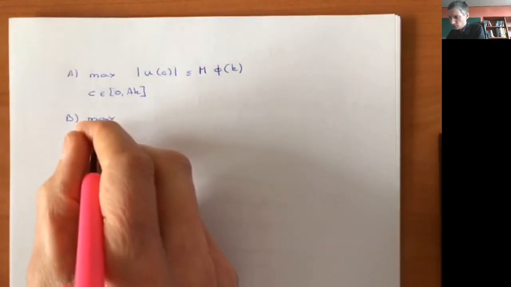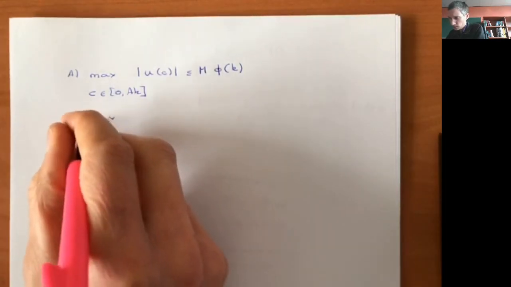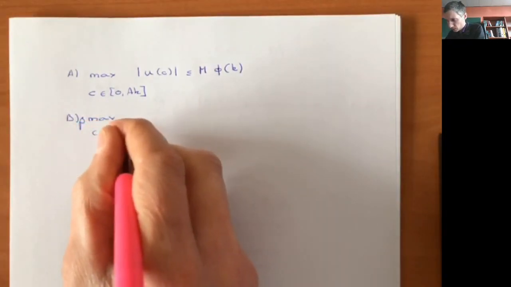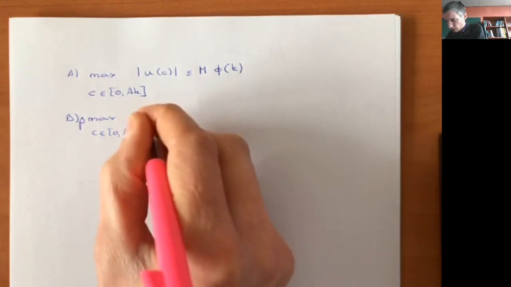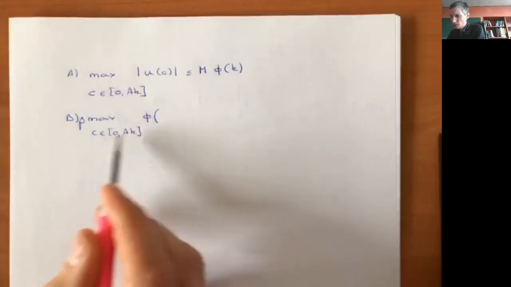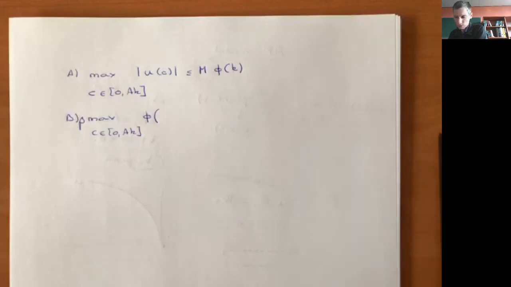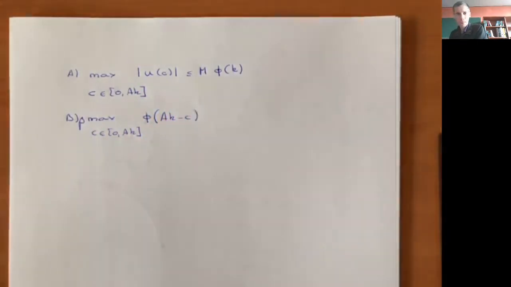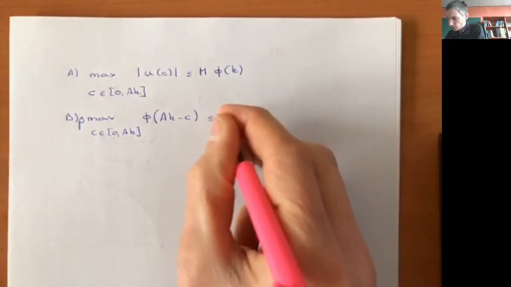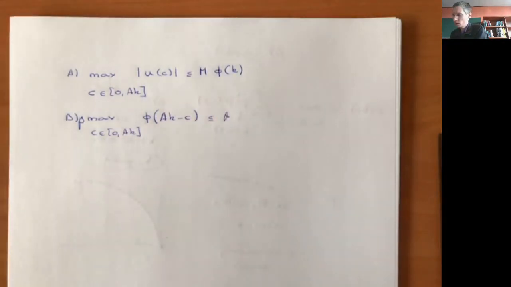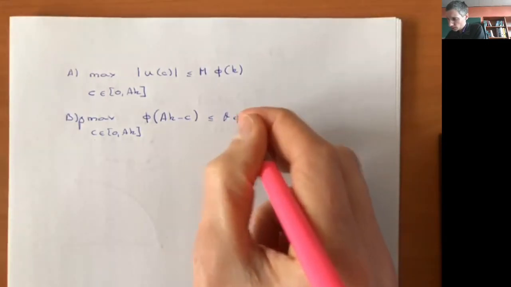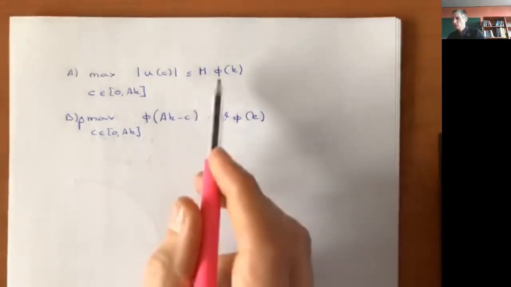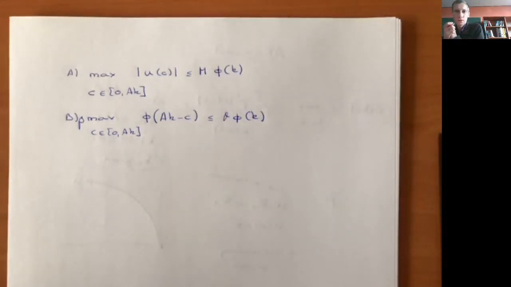And then B is beta times the maximum of c in 0 to ak of phi of r(k,c), right? So what's r(k,c)? Well, this is ak minus c. This should be lower or equal to theta, for some theta strictly lower than 1, of phi(k). And I have to find the function phi(k) that satisfies this condition.